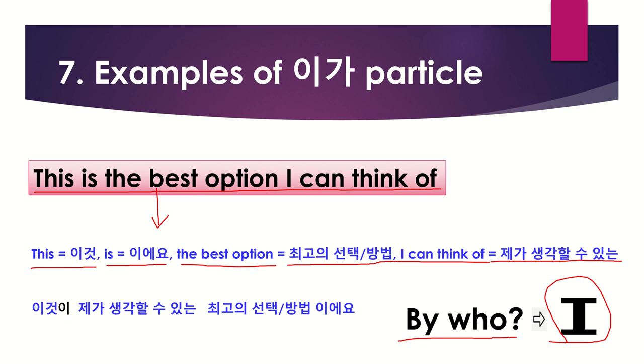Alright, so, 이것 is subject, 것, and with consonant, 시옷, okay, so, 이것이, 제가 생각할 수 있는 최고의 선택이에요, or 최고의 방법이에요, okay?